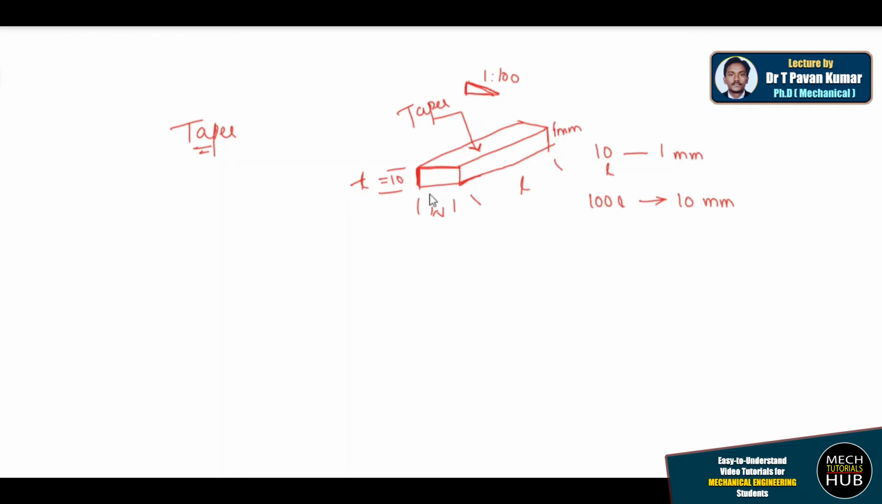Because if you maintain uniform thickness from one side to the other, it becomes very tough to insert the key in between, or to pull the key in between the shaft and the hub. That is the main reason. This is the general condition.